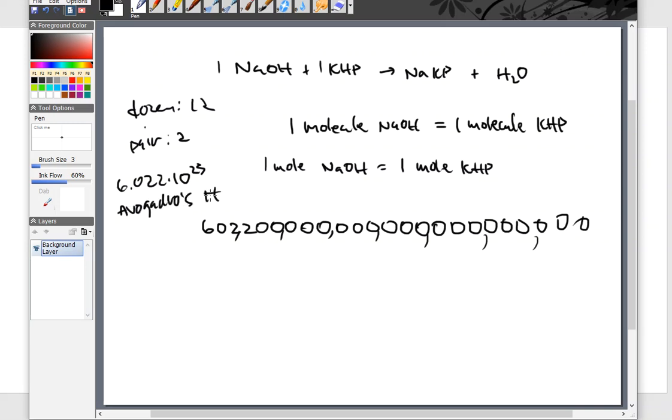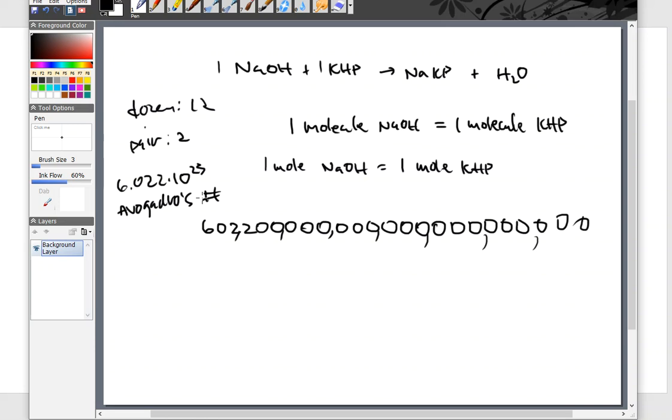Avogadro's number. I had a chemistry instructor and he swore up and down it was called Avogadro's number. It's not Avogadro's number, it's Avogadro's number. It was a language thing. Avogadro came out just like avocado, so he would always say Avogadro's number in lecture. It's not Avogadro's. And you wonder why I turn out the way that I have.